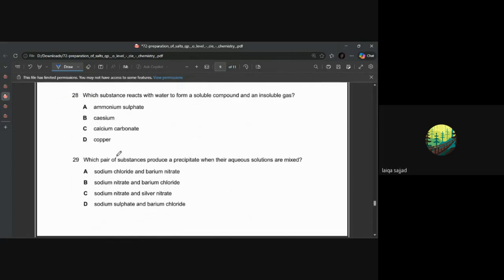Which substance reacts with water to form a soluble compound and an insoluble gas? Ammonium sulfate, cesium, calcium carbonate, or copper? What's cesium? It's an element, obviously. This is a reactive alkali metal. Cesium is a reactive alkali metal, and when it reacts with water, it forms cesium hydroxide.